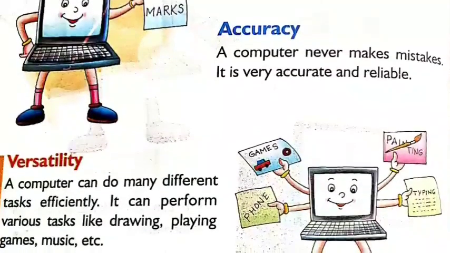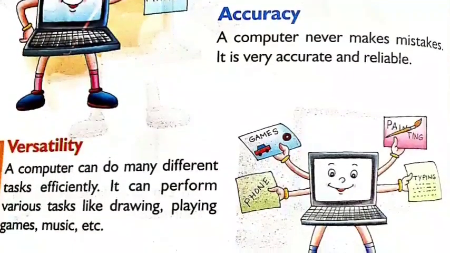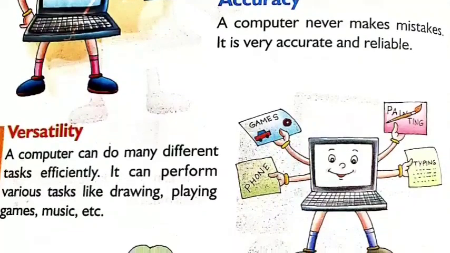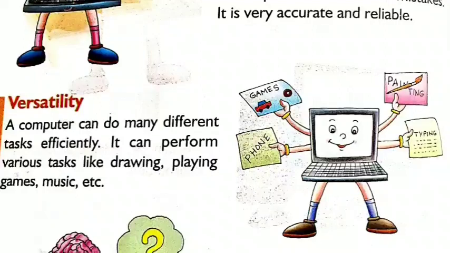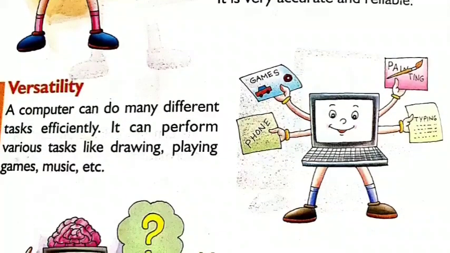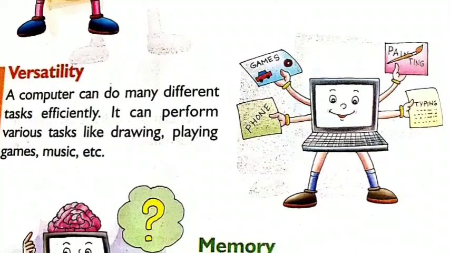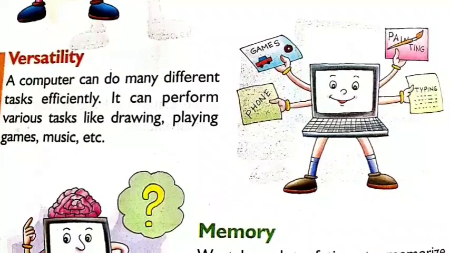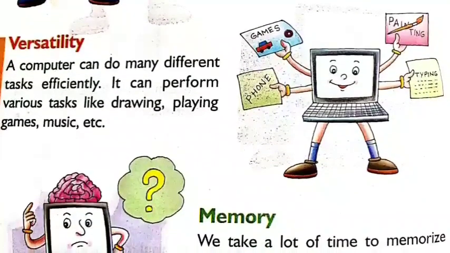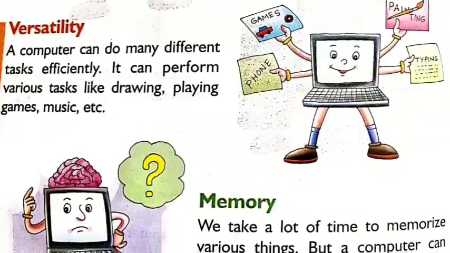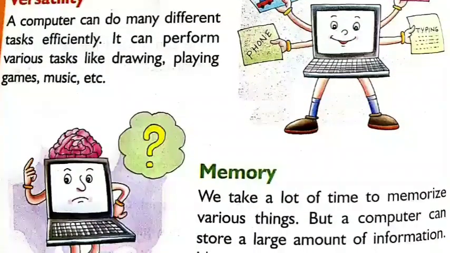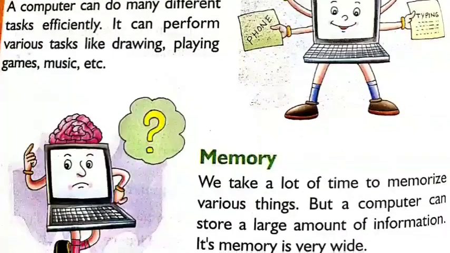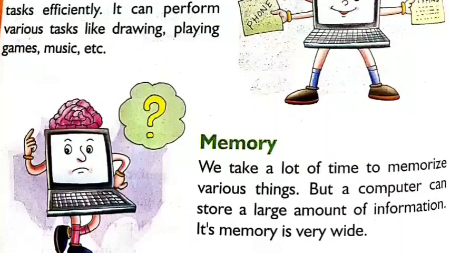The third is versatility. A computer can do many different tasks efficiently. It can perform various tasks like drawing, playing games, music, etc. The fourth is memory. We take a lot of time to memorize various things, but a computer can store a large amount of information. Its memory is very wide.